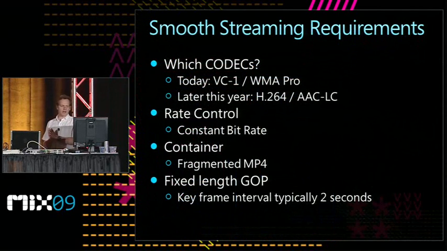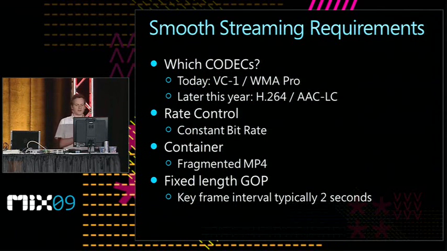So some of the requirements that we have for smooth streaming, first of all, codecs. Well, if you were in Alex's talk, you'll have heard that today we're supporting VC1 and WMA Pro. The format itself fully supports H.264 and AAC, so you can expect to see that coming later this year. From a rate control perspective, at the moment we're dealing with constant bitrate encoding. We don't support VBR encoding, so that's one of the requirements.